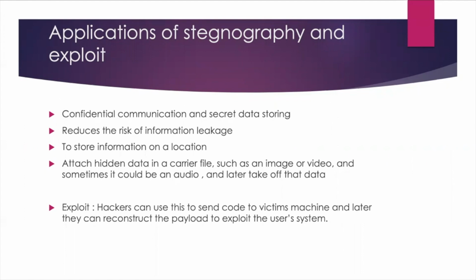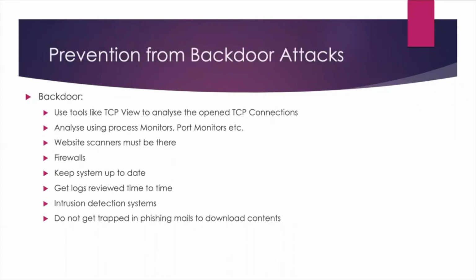Before ending this video log, I want to discuss some of the prevention measures that can be taken to protect us from attacks. Firstly, let's talk about backdoor attacks. Here, we can use tools like TCPView to analyze open TCP connections. If we see unnecessary connections, we should close them, because the concept used is a TCP connection being made. Through that connection in the ProRat tool, the attacker was controlling the victim's machine. We should analyze using process monitors.